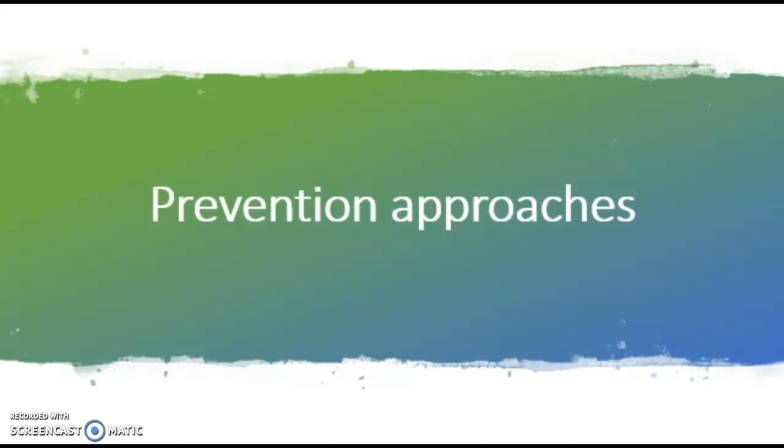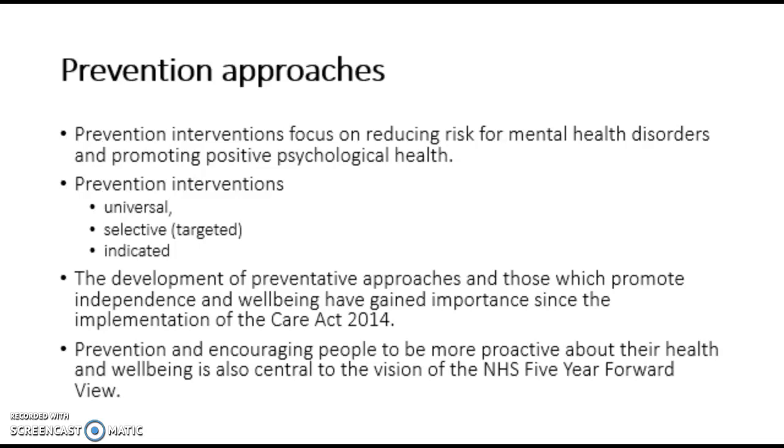Hi everyone again. Okay, so this is part 5 of lecture 4 and we're going to talk about prevention approaches. Prevention interventions focus on reducing risk for mental health disorders and promoting positive psychological health. Prevention interventions are typically classified into 3 categories. Universal, which we've talked about in previous parts of the lecture. Selective, which is also known as targeted, and indicated.